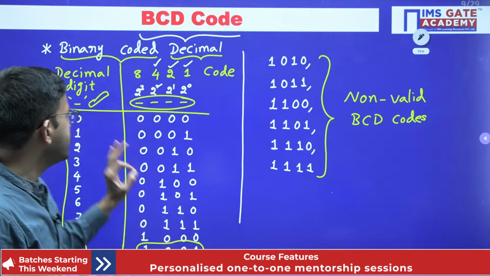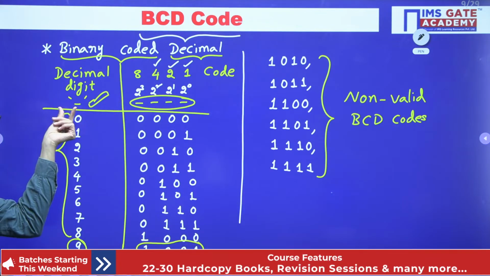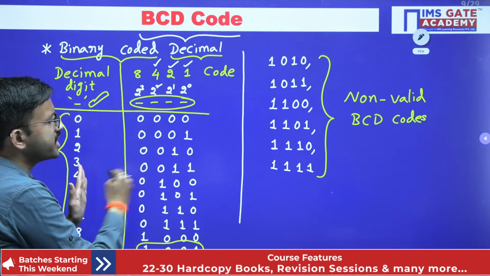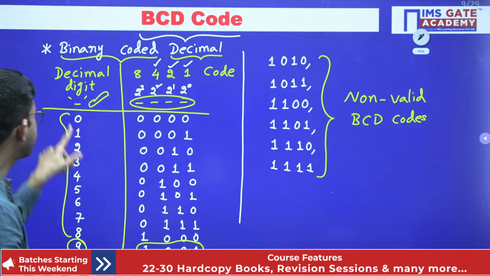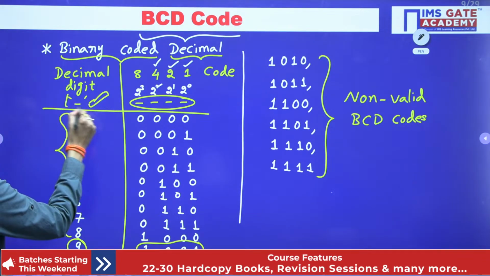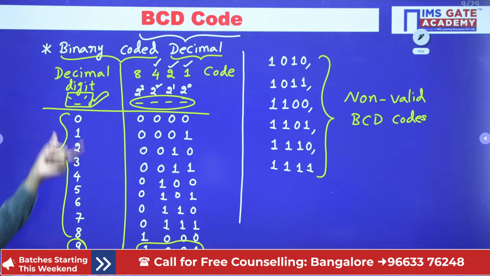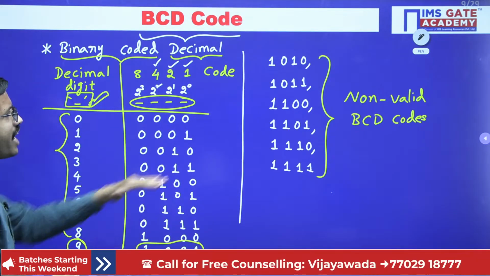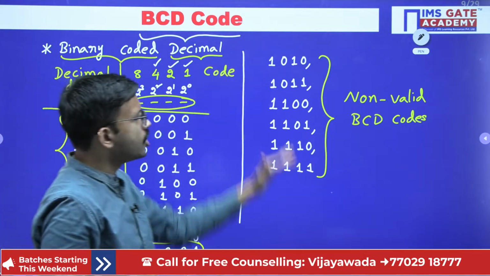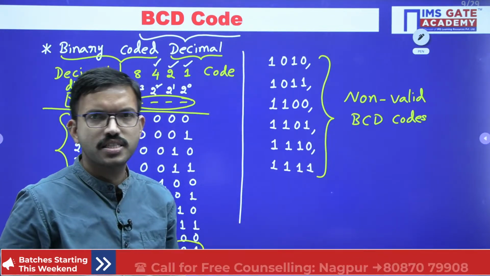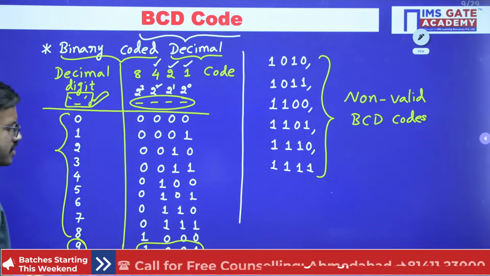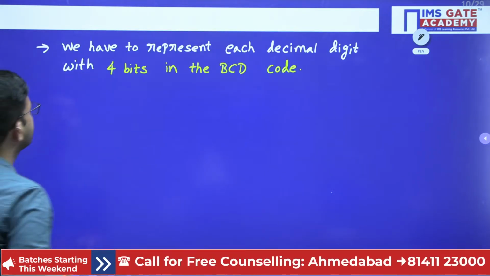Okay, see, it is very simple. For a single digit, whatever the decimal value you have, you have to represent the corresponding binary code. That's all. Since for a particular decimal digit 10 possible values are there, obviously the corresponding binary combinations are the valid BCD. The remaining 6 combinations are non-valid BCD.